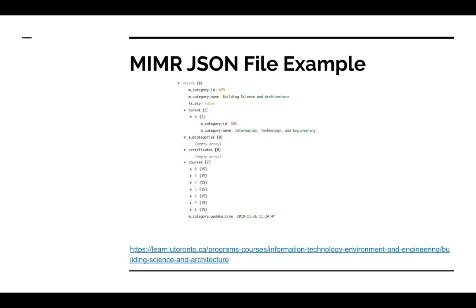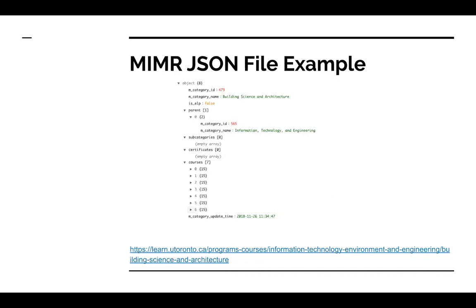But then if we look at an example a little more in depth, this would be an individual JSON file that is a lot more organized and has a lot more information about each specific entity that we're looking at. This breaks down the parents, the certificates, the categories, the courses associated with it, and again, its update time, which is used for our import, which comes up next.